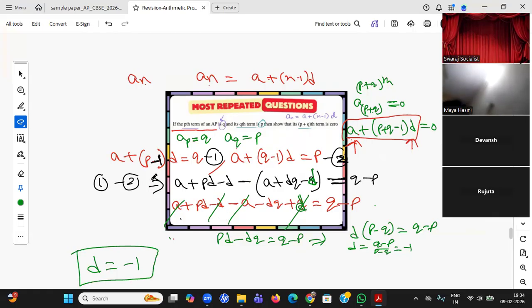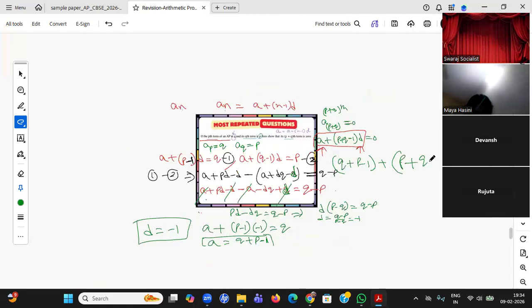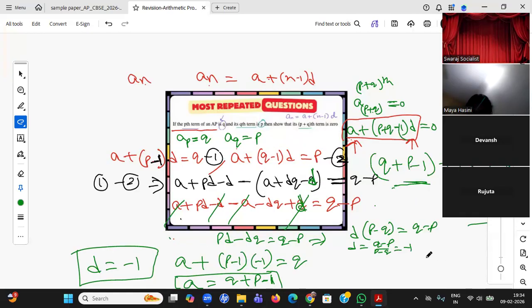Then what will be a? Substitute the d value in equation number 1. a plus p minus 1, with d equal to minus 1, equals q. So a equals q plus p minus 1. I got the a value and the d value. I substitute on the left-hand side: a value q plus p minus 1, and here p plus q minus 1 is already there, with d value minus 1. They both are the same, just negative, so equal to 0.